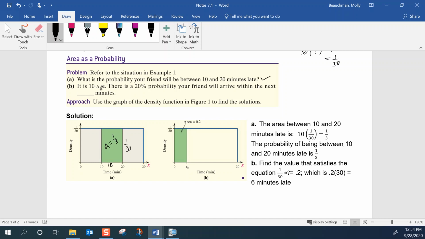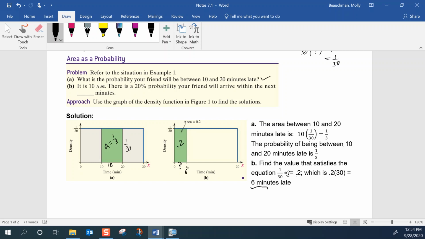Second question, it's 10 a.m. There's a 20% probability your friend will arrive within the next how many minutes? So now we have an area of 0.2, and we want to know how many minutes until your friend arrives for a 20% chance. So set up your area, find the value that satisfies the equation. 1/30 times what is equal to 0.2 for the area of that rectangle. Multiply both sides by 30, and we end up with 6.